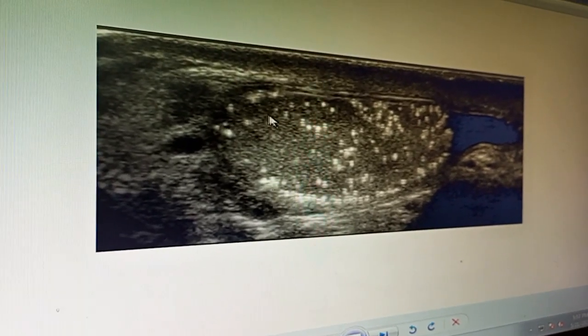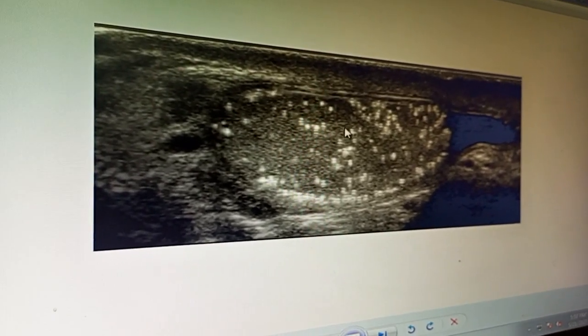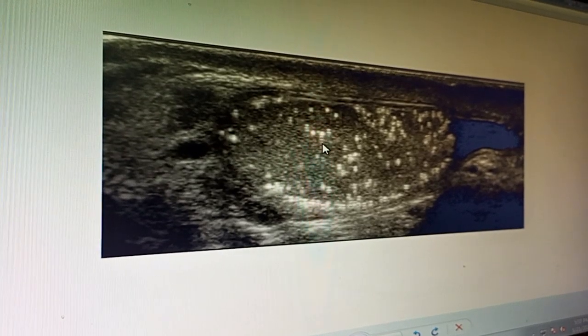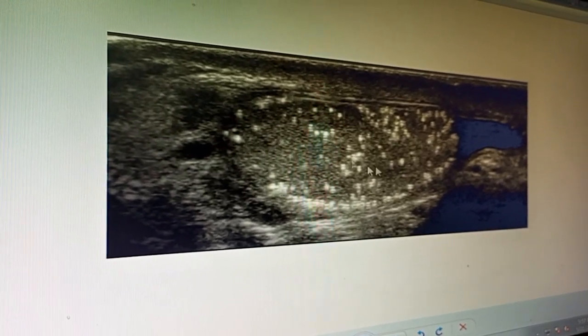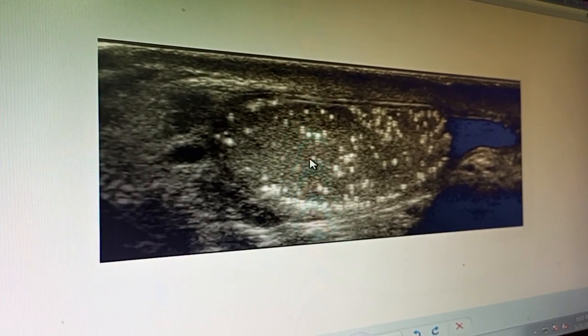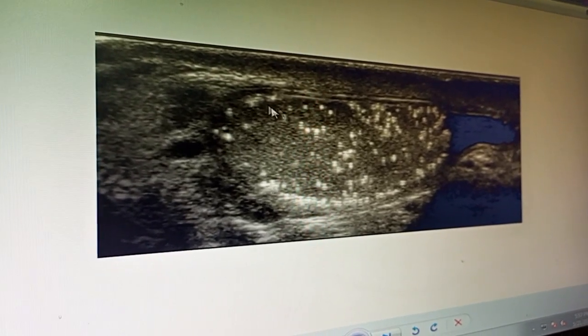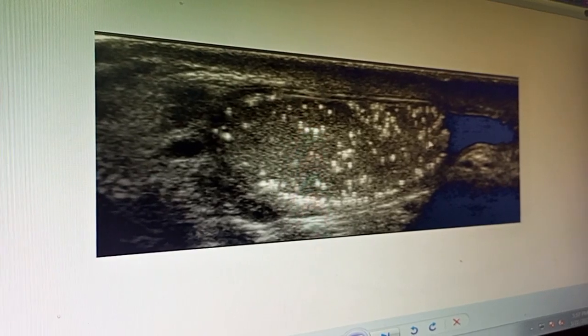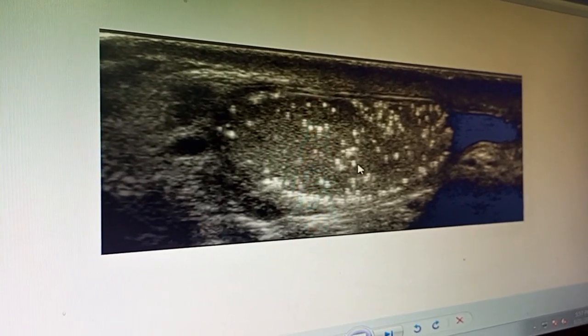This is the case of the testicular macrolithiasis. There are multiple echogenic shadows. You can see that these are noted. These are measured up to 1 to 3 mm in diameter. You can see that. This is the case of the testicular macrolithiasis.